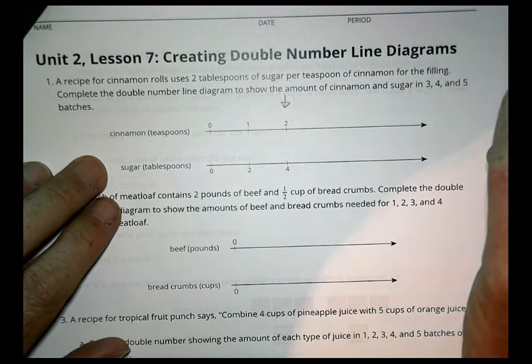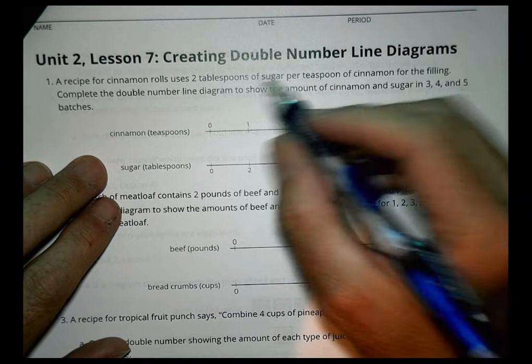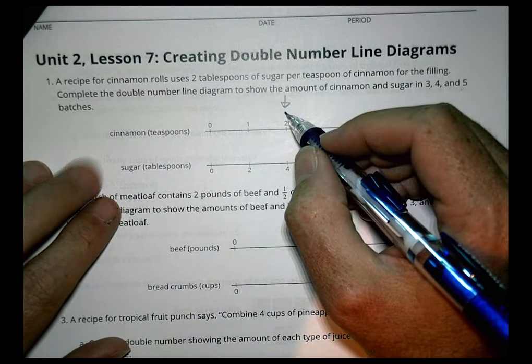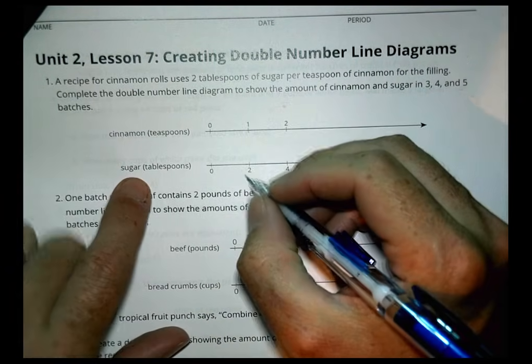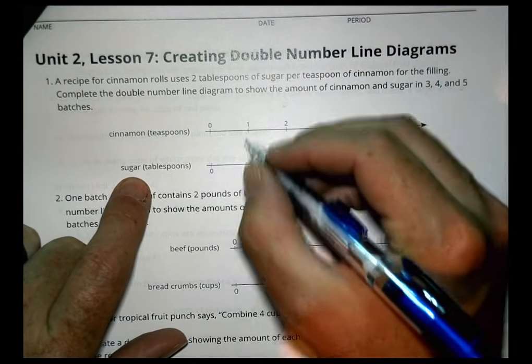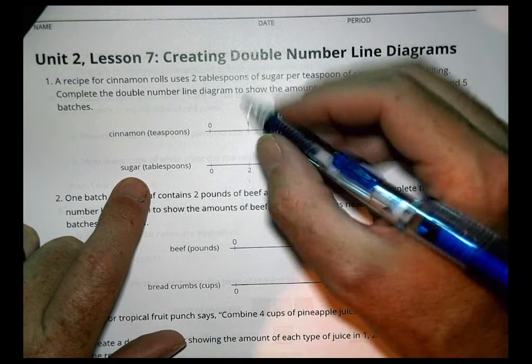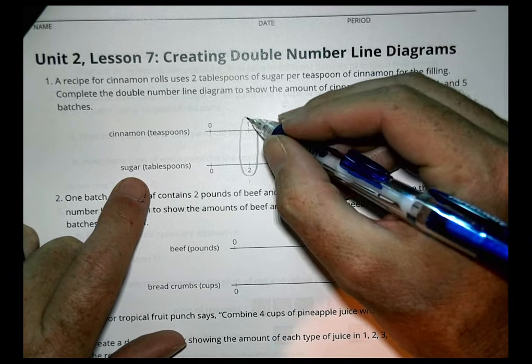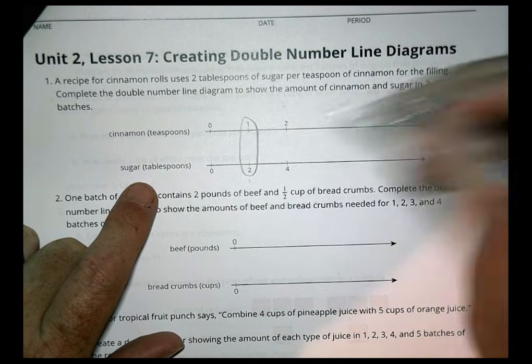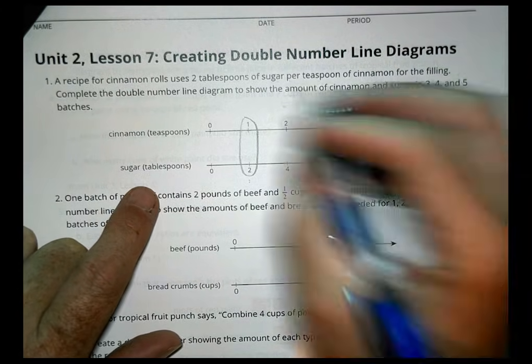tablespoons of sugar per, back it up. 2 tablespoons of sugar for 1 teaspoon of cinnamon, right? So that's my recipe. Even though it reads 2 to 1, they write it here like this. Got it. Okay, so we have our batches.